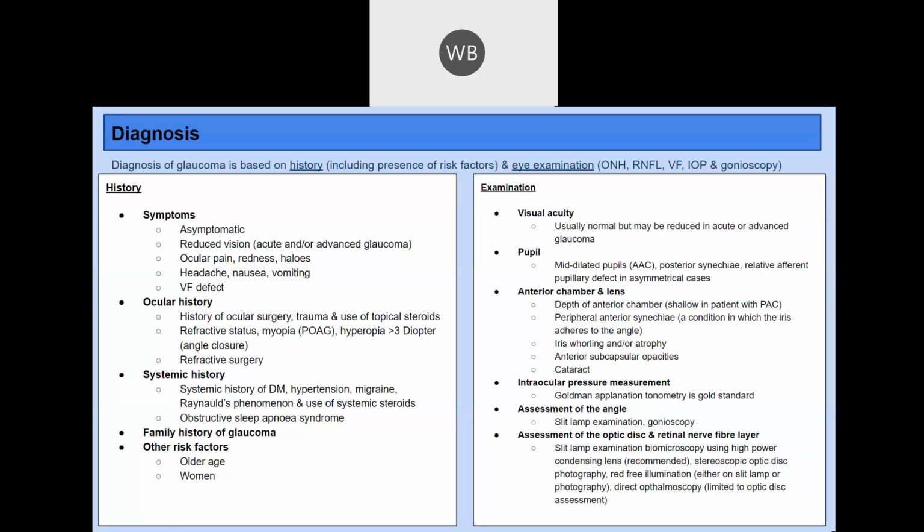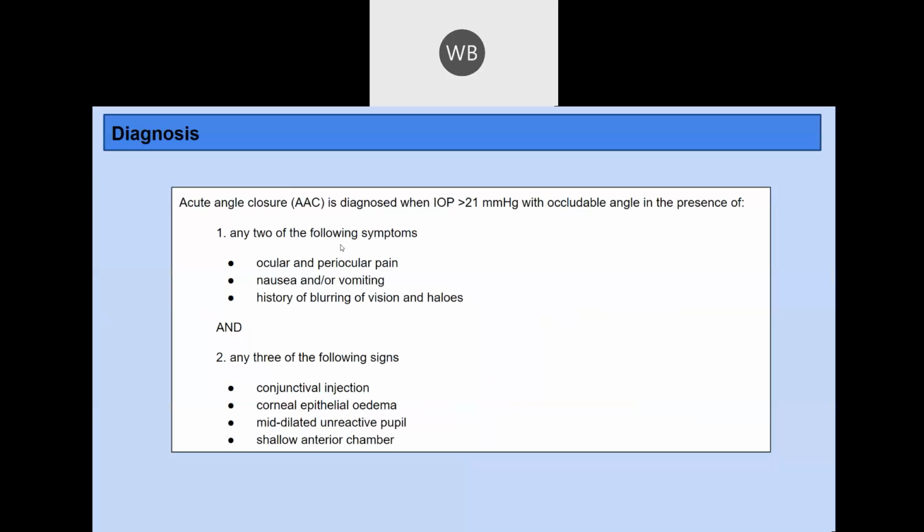Okay, next slide, please. So this is the diagnosis of acute angle closure. You can read more on this because I already explained it in the previous slide. Okay, next.